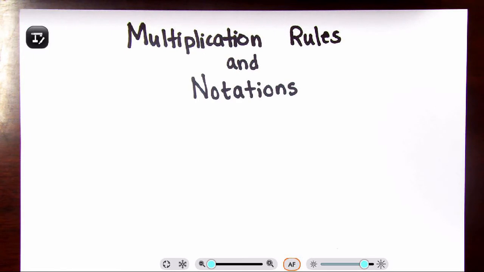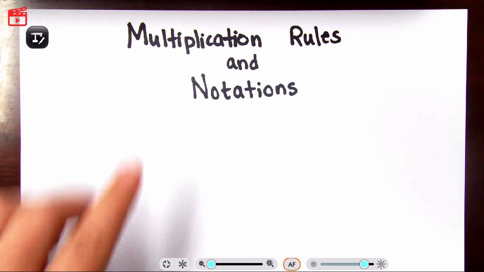In today's video, we are talking about the rules of multiplication, specifically about positive and negatives. When we multiply them, what happens? We're also going to touch on the notations of multiplication. There are different ways we can ask you to multiply, and I would like for you to be comfortable with all of them. All right, let's start with the notations.